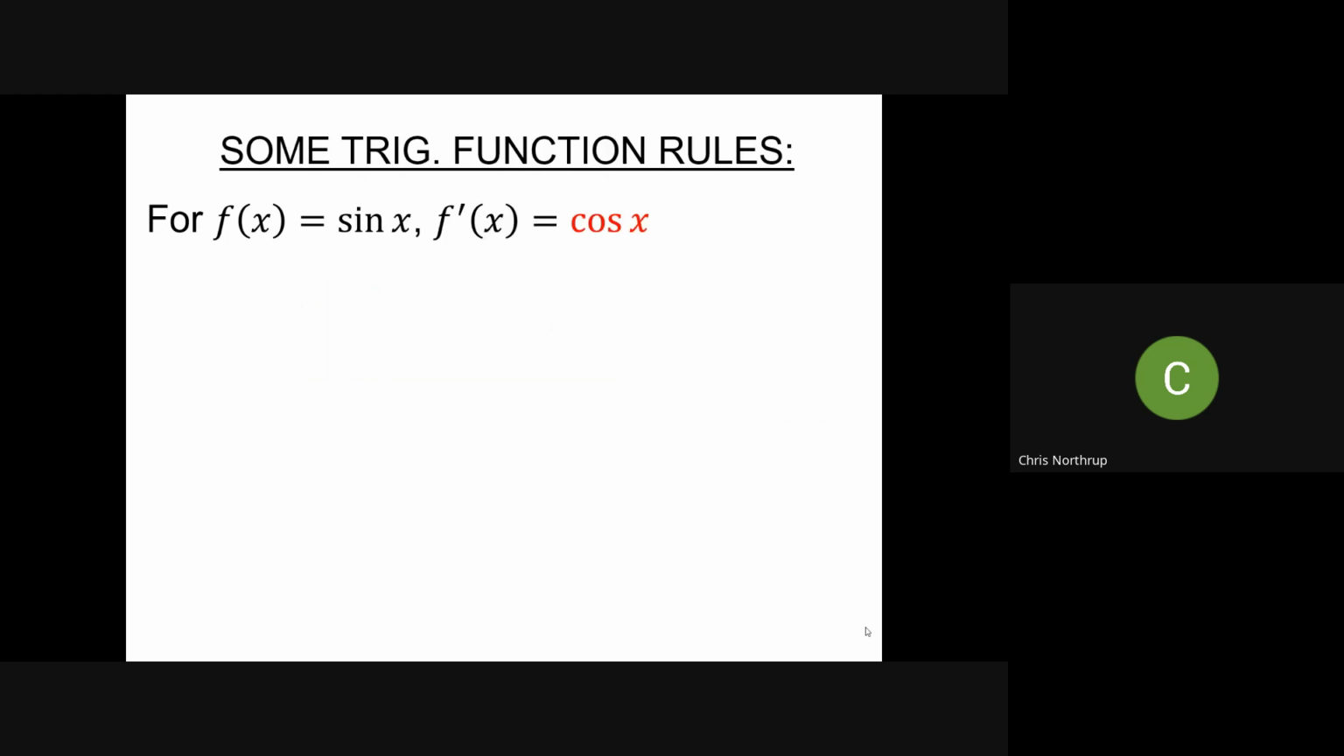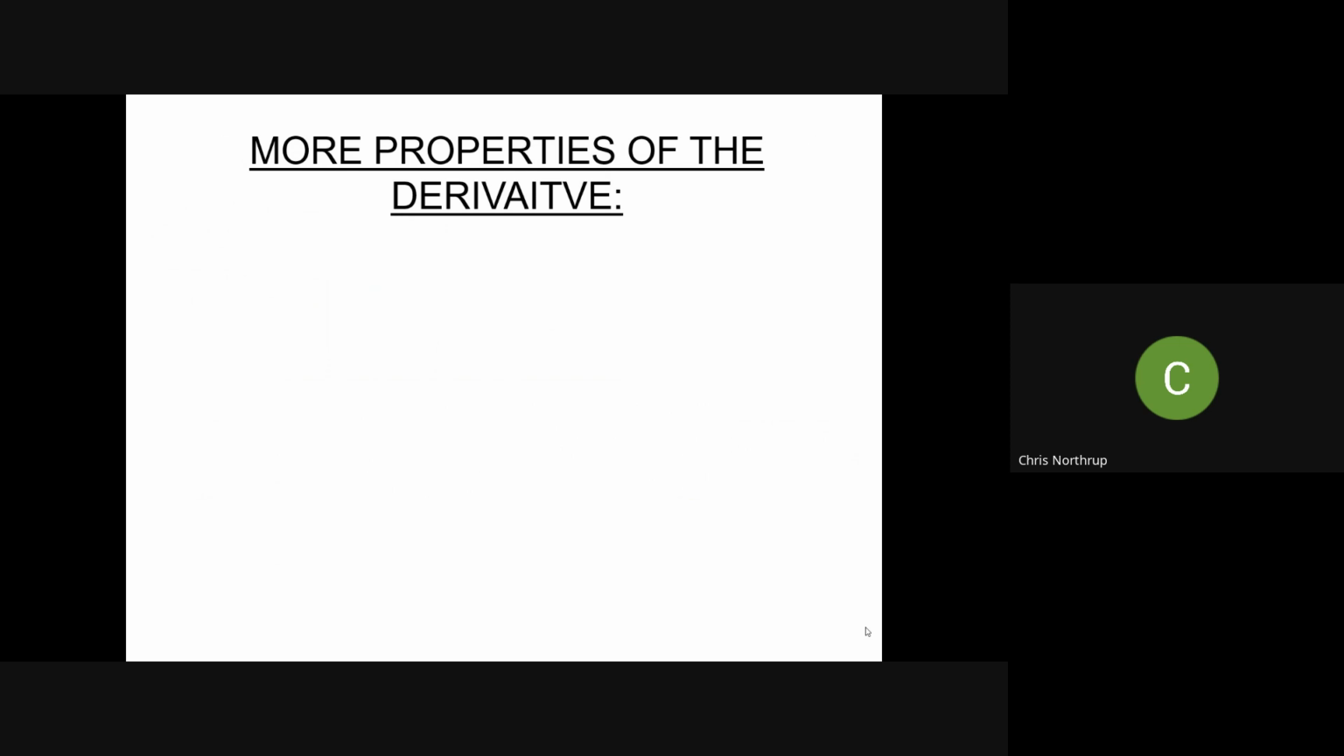Here are some trig function rules, and we will prove these in class. If you have sine of x, its derivative ends up being cosine of x. Very interesting. And if you start with cosine of x, its derivative actually ends up being minus sine of x, and we'll talk about why that is when we prove these in class. So just some more properties that we can use with the derivative.